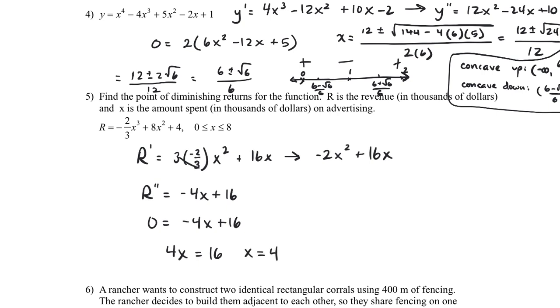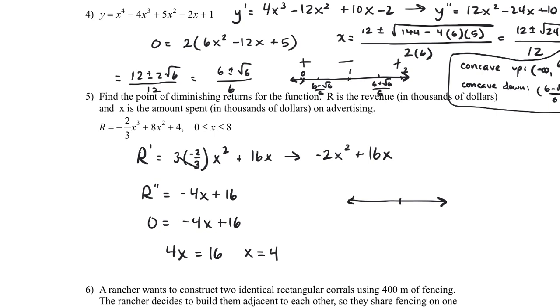Now this descriptor right here isn't part of the function. This is the revenue function. This is a description of what the domain is. X is the amount spent on advertising in thousands of dollars. So the constraint here is that the number of thousands of dollars spent is from 0 to 8,000. So according to this, the company only has up to $8,000 to spend on advertising. So if x equals 4, it's within that constraint. Now remember, this is not x equals $4. This is 4 in thousands of dollars. So this is $4,000.